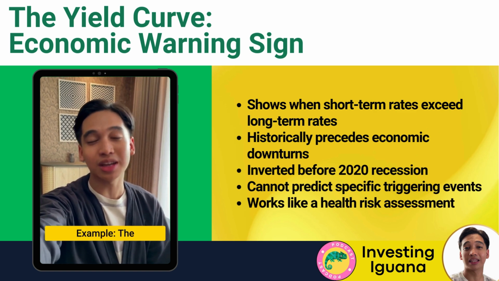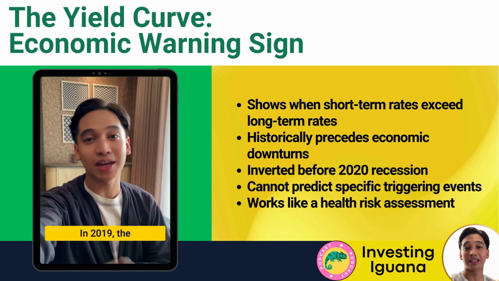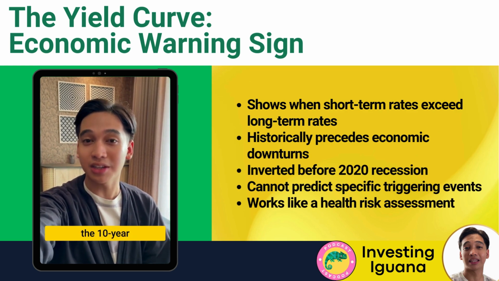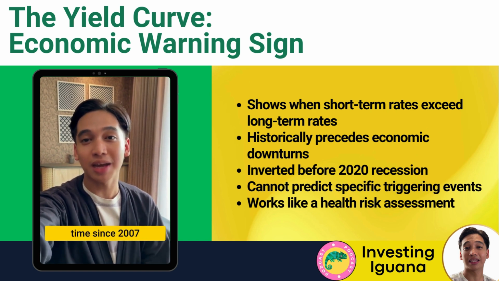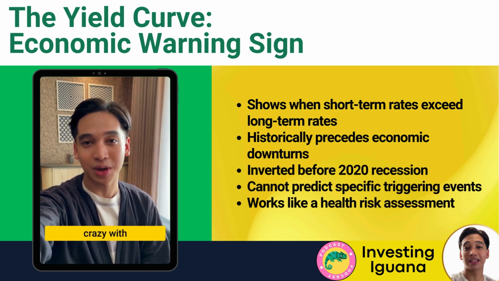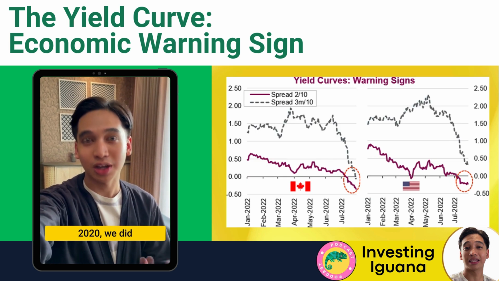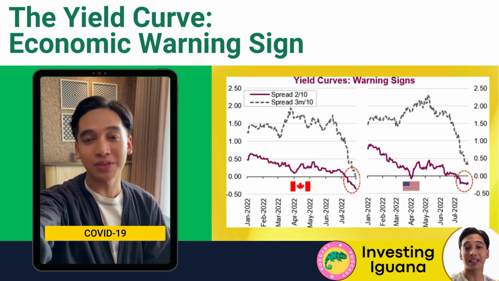Real-world example. The 2019 yield curve inversion. Let's look at a real example. In 2019, the yield curve inverted, with the 10-year Treasury yield falling below the 2-year yield for the first time since 2007. Financial news outlets went crazy with headlines about a coming recession, and guess what happened? In 2020, we did enter a recession, though it was triggered by the COVID-19 pandemic, which nobody saw coming.